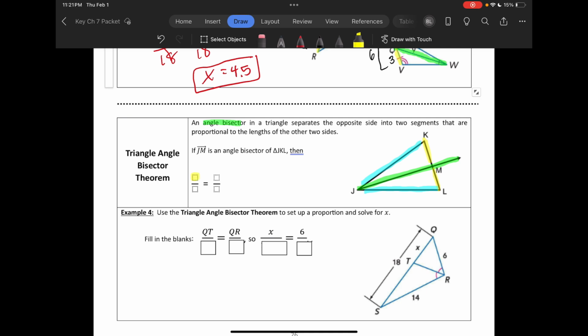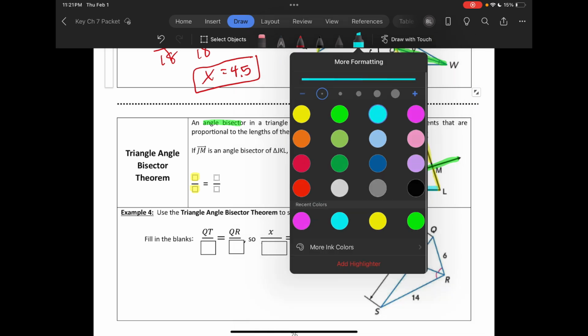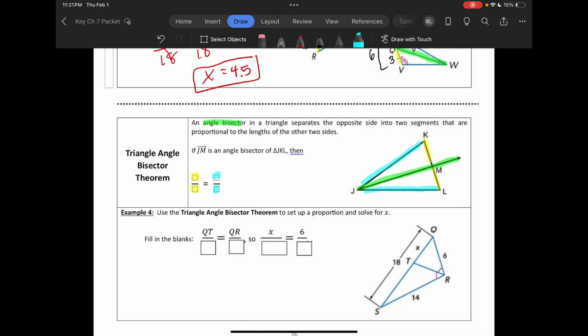And I'll show you guys both ways that you could potentially set this up. We can do yellow over yellow is equal to blue over blue. So if I do yellow over yellow, I'm looking at KM over ML is equal to JK over JL. Okay, so that's us setting it up as yellow over yellow is equal to blue over blue.